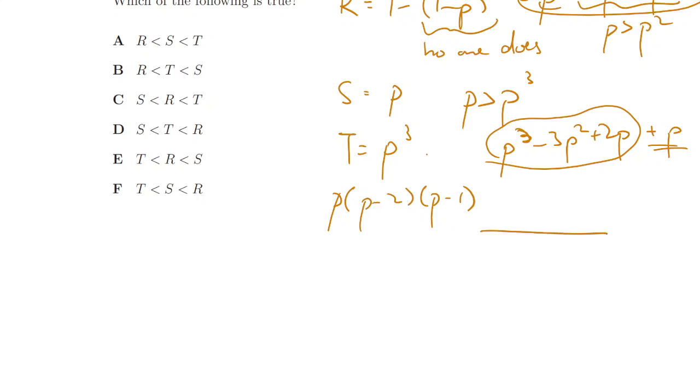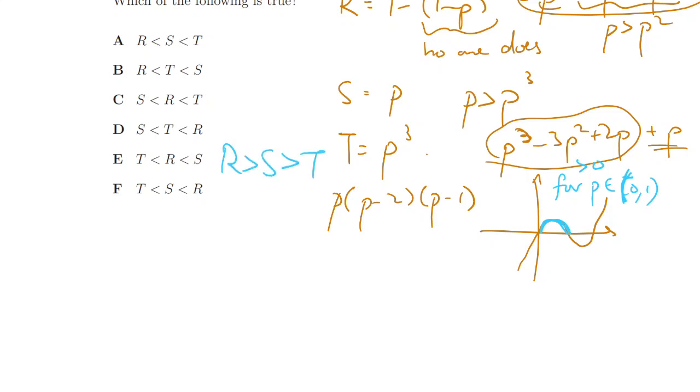So how does the graph look? We know where the 3 roots are, so like this. We also know that P is between 0 and 1, so it is in this chunk, which is above the x-axis. So this is always positive for P between 0 and 1, an open interval, not a square bracket. So this expression is bigger than P, so we have R is bigger than S is bigger than T at the end. So what do we have? Option F then.